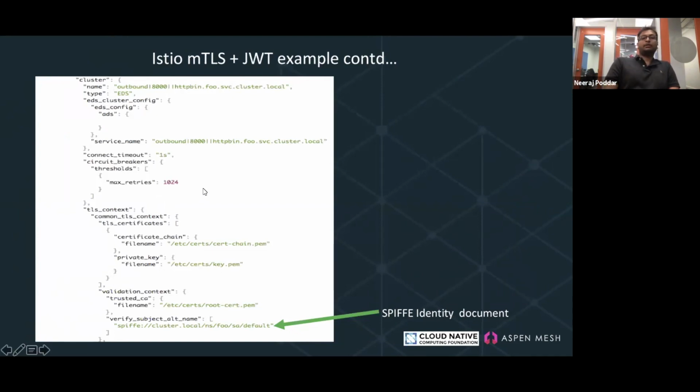So for this example, whenever Envoy is trying to reach out to this cluster httpbin.foo, it will use this. It will verify that the subject name matches this criteria. And this SPIFFE specification is built around the domain, which is cluster.local, then the namespace, and then the service account that is attached to the workload. So these are some examples of how you can use Istio to offload authentication, and then look at your Envoy configuration if you want to verify that you are actually doing what you have configured.